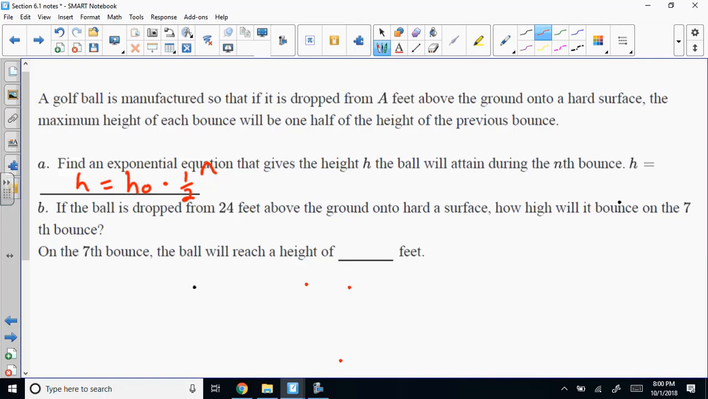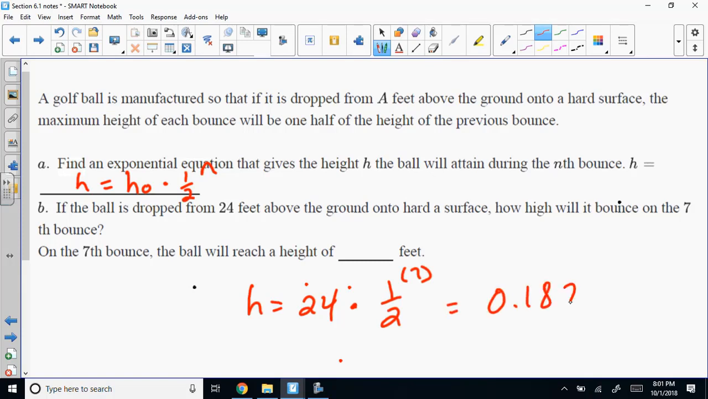The H sub 0 is nothing more than A. How high is it in the beginning, right? Normally they'll use sub zeros or subscripts as initial values. So if the ball's dropped from 24 feet, so height equals 24 times 1/2 onto a hard surface, how high will it bounce on the 7th? So guys, there you go. So 24 times, you better make sure you put the 1/2 in parentheses so that you're not doing 1 divided by 2 raised to the 7th, right?